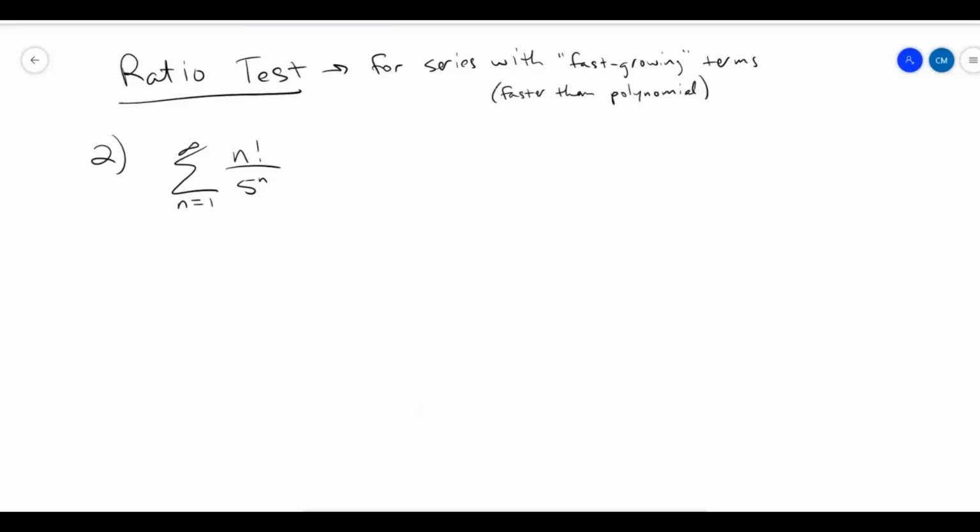So how does it work? It's a limit that we have to find. We have to find another limit as n goes to infinity, and it's the limit of the absolute value of a_(n+1) over a_n. We have to find that limit. Well, what's a_(n+1)? a_(n+1) is what you get when you replace the n's with n plus 1s, right? So (n+1) factorial, and 5 to the power of n plus 1.